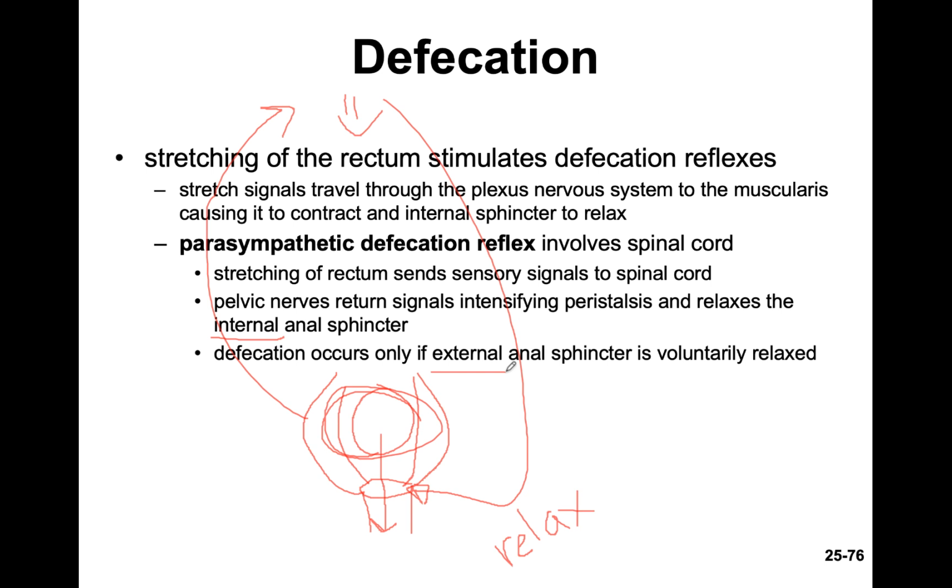What I need you to know about this is that the internal sphincter is smooth muscle. What does that mean about contraction of that sphincter? That it is involuntary. The external anal sphincter is skeletal muscle, which means it is voluntary. Both sphincters need to be relaxed in order for that fecal matter to move through and for defecation to occur.